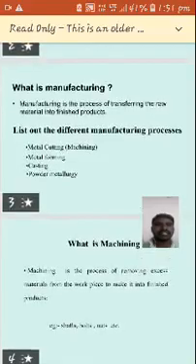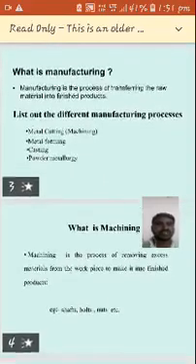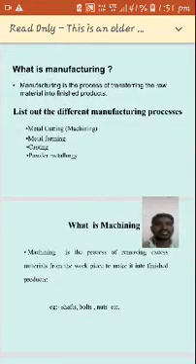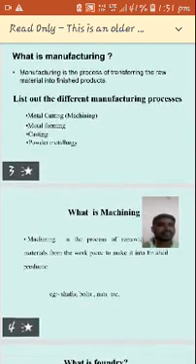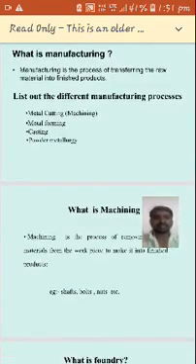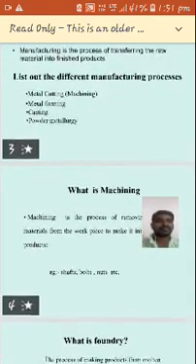Okay. See here, actually what is manufacturing? Manufacturing is nothing but a process of transforming the raw material into a finished product. So here we are going to go from the raw material stage to the finished product. There are various manufacturing processes: metal cutting, metal forming, casting and powder metallurgy.